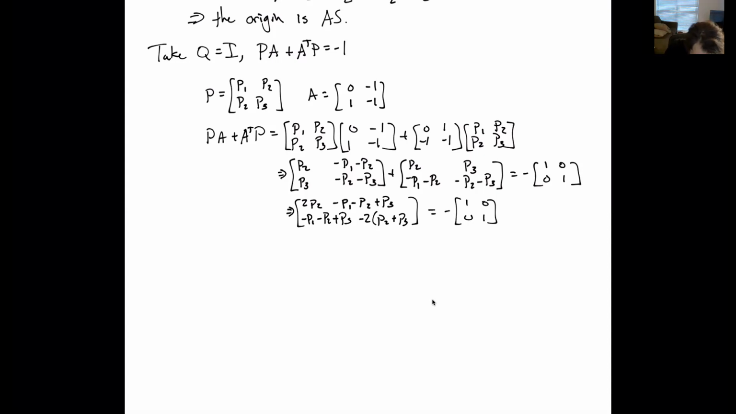Great. All right, so now this will result in 3 equations and 3 unknowns, right? So we'll get 2P2 is equal to -1 from the top. This is from element 1, 1, on the right and left. Then we'll get negative p. Let's go with element 2, 2. So this will be negative 2 p2 plus p3 equal to negative 1.